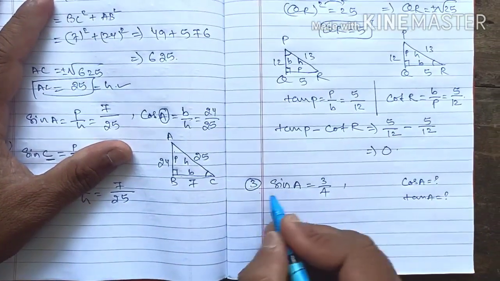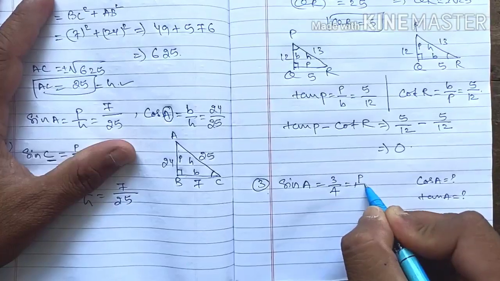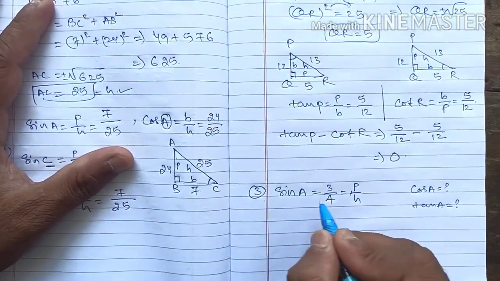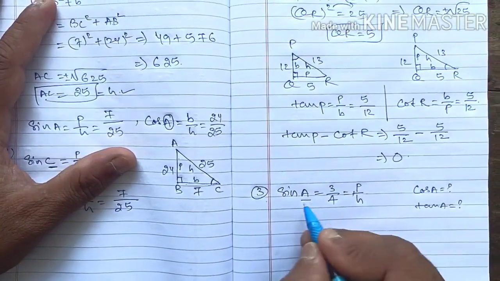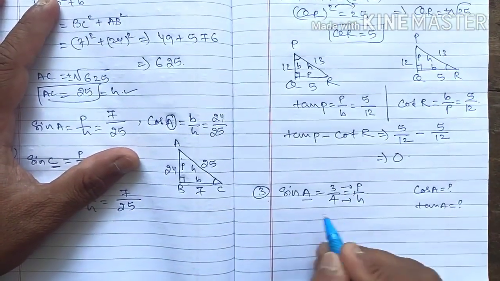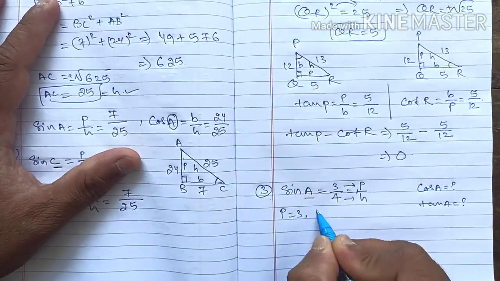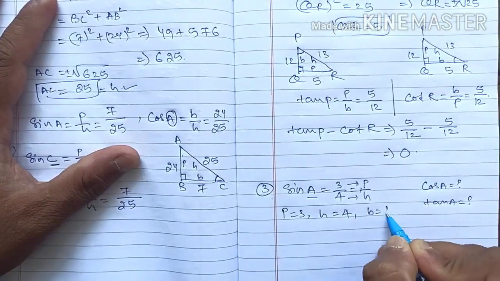As I told you the formula, sin theta equals P by H. In place of theta here it is given A, so don't get confused. P is 3, H equals 4. Which variable is missing? Base is missing.